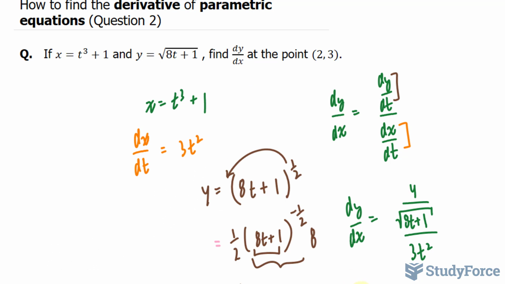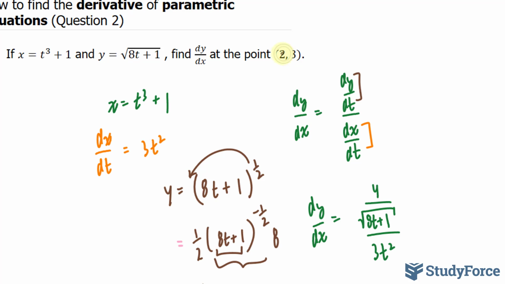In case you're confused, here's what I mean. So let's say I substitute this point 2 into x. I end up with 2 is equal to t to the power of 3 plus 1. If I bring this 1 over, I end up with 2 minus 1, which is 1. And therefore, t is equal to 1. Now, if I substitute this 1 into here, I'll end up with 8 times 1, which is 8, plus 1, and the square root of 9 is 3. So that confirms it's correct.